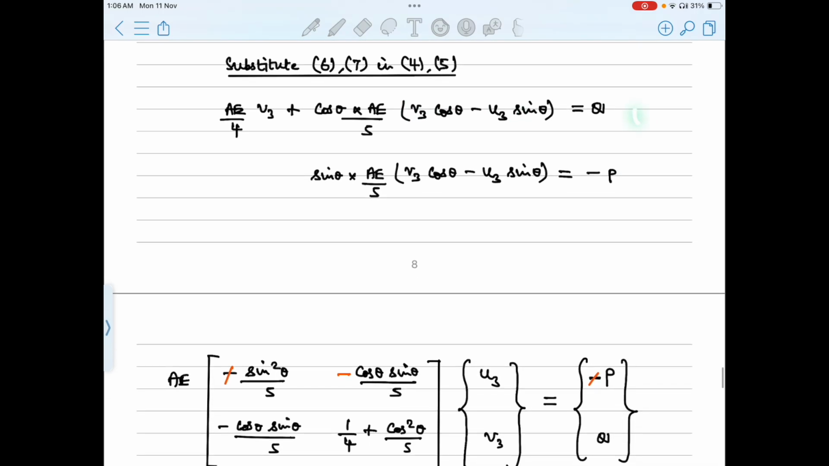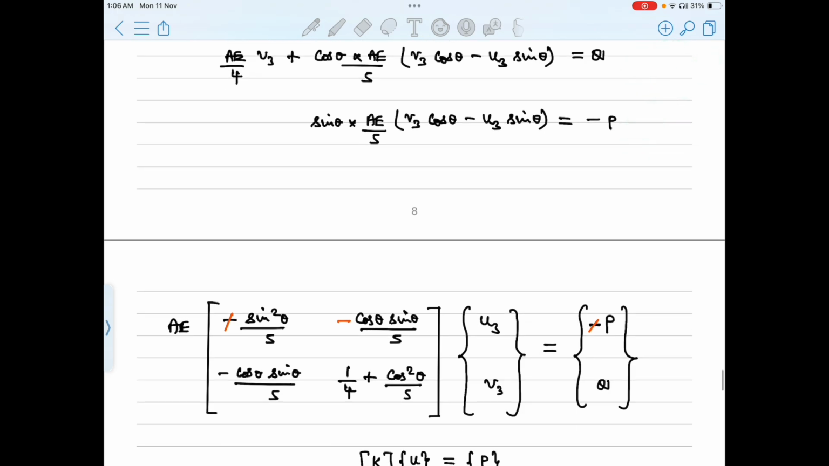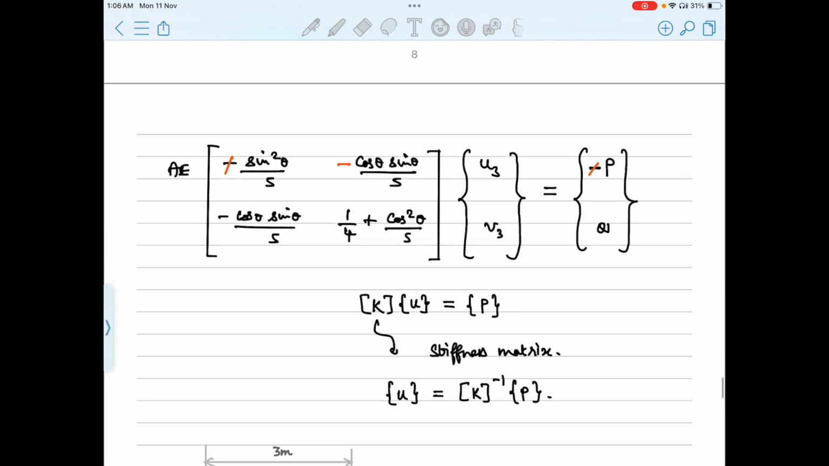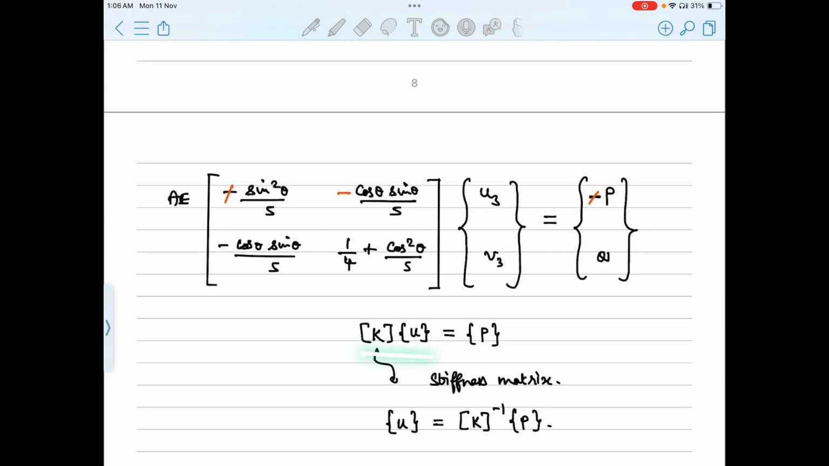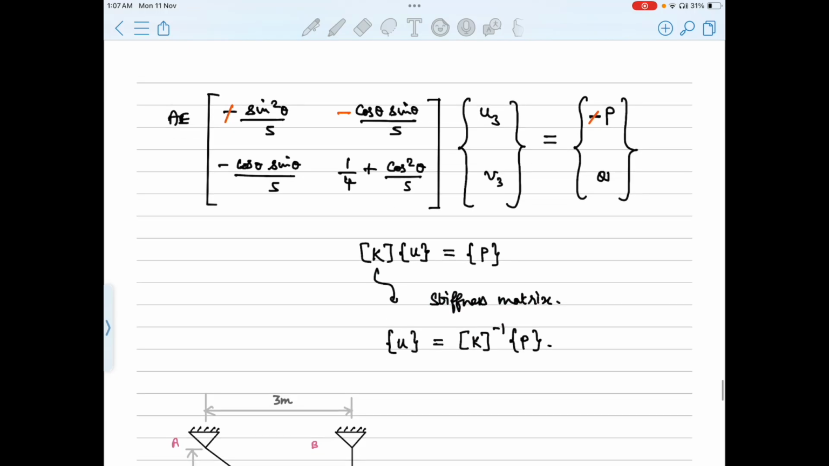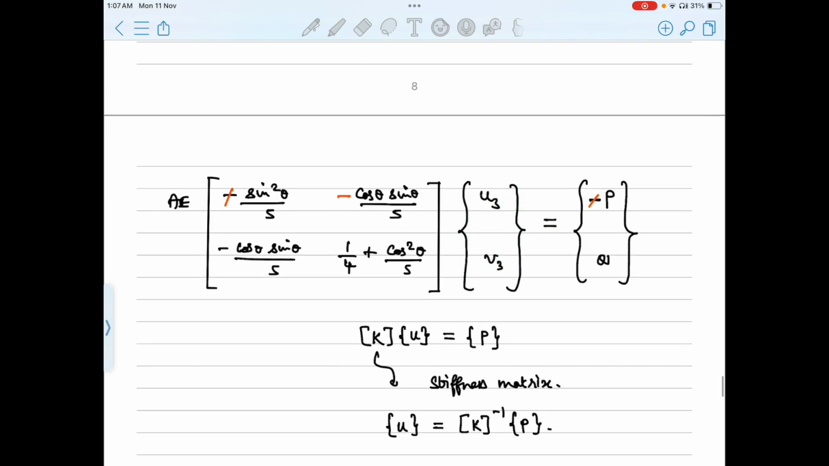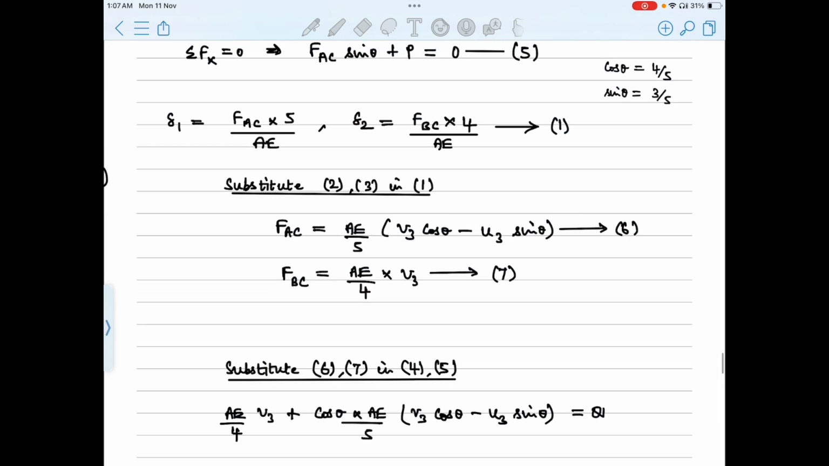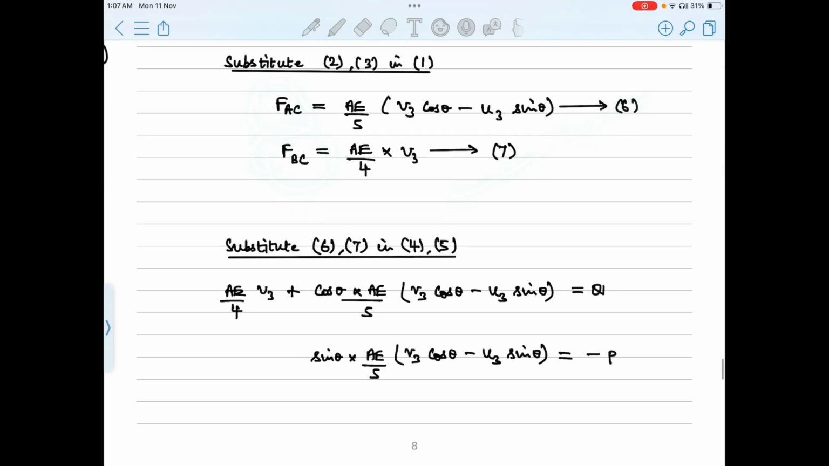Now these two equations can be written in matrix form as we see here. So when we do that, it gives a system of form K into U equal to P. Here K in this equation is called what? Stiffness matrix. One can invert it and determine what is the displacement vector. The important point here is we solve for the unknown displacements U3 and V3. Once we know them, we can determine the member forces from these two expressions. Once we know U3, V3, we can get back the member forces.